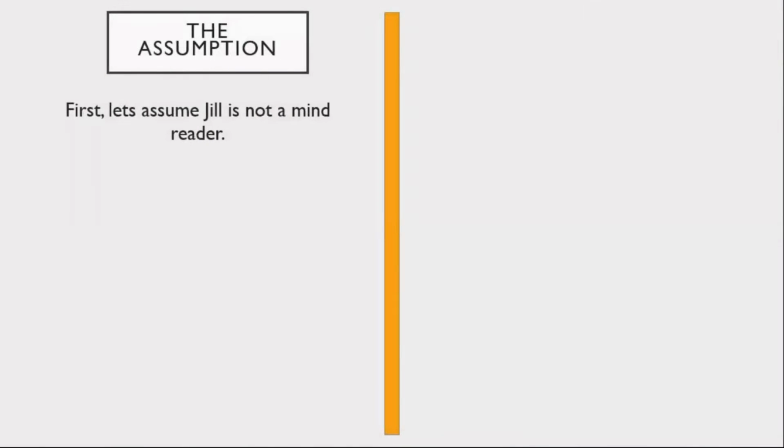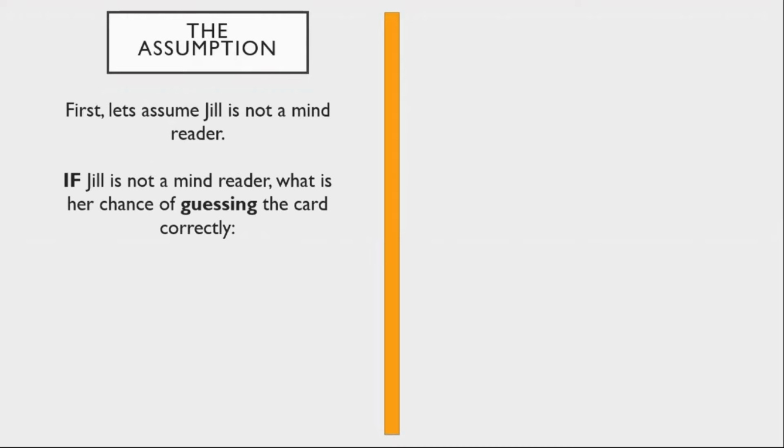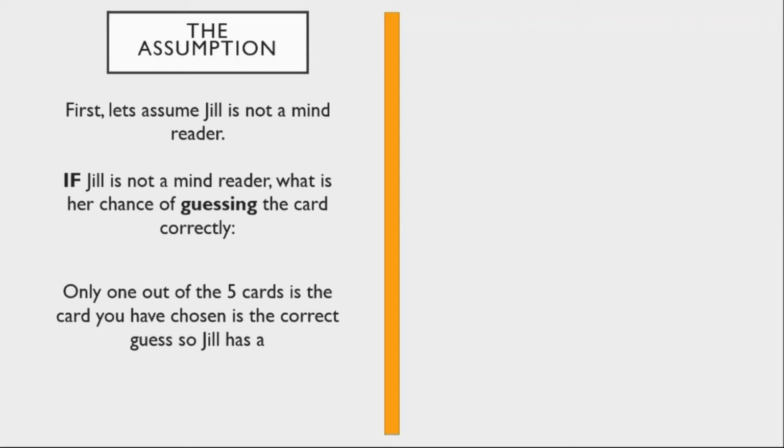So the key here is that we're going to make an assumption. We're trying to prove whether or not Jill can read our minds. So we're going to assume that mind readers aren't a thing. Let's assume Jill is not a mind reader. Well, if she's not a mind reader, she's just guessing at the card that I'm looking at. And in fact, she could guess correctly. Since there are 5 cards and she's guessing, she has a 1 in 5 or a 20% chance to guess correctly.